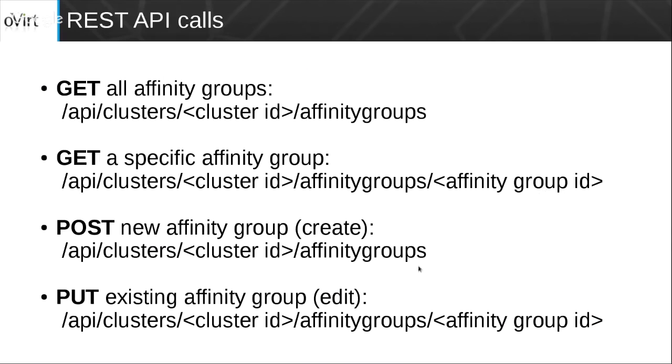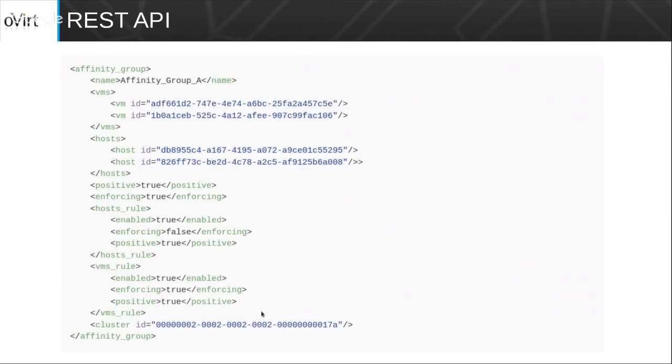If we want to create a new affinity group, we use a post call with the cluster ID and affinity groups. I will show the body of the post in the next slide. Same thing goes for put. Put simply edits the affinity group. And let's just move on to the next slide and see how the body of the call looks like in XML format. So an affinity group has a name, the list of its VMs, list of its hosts.